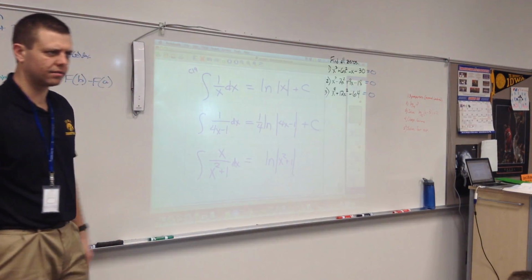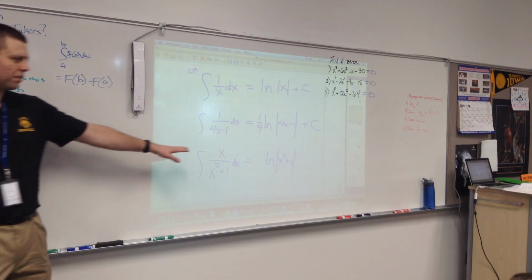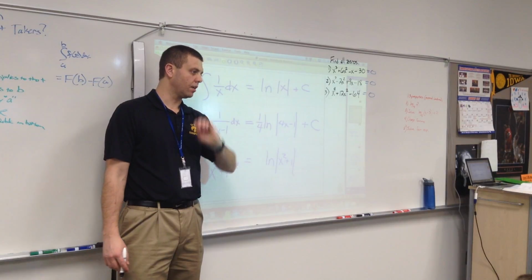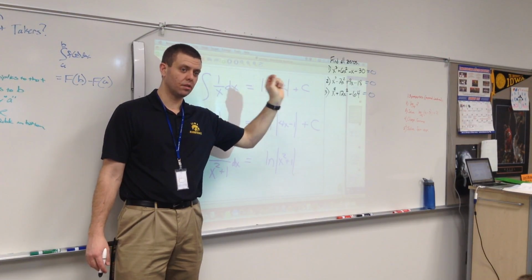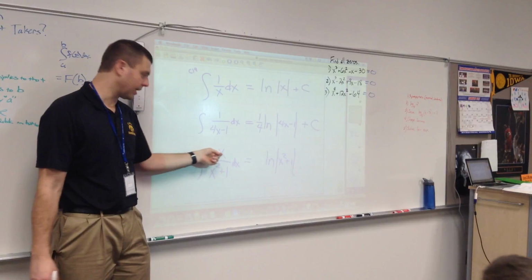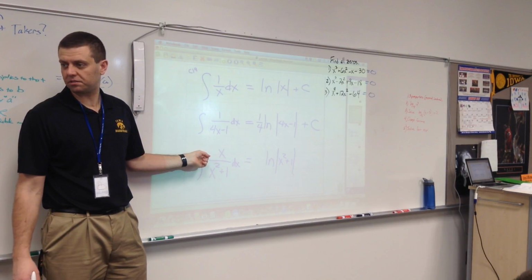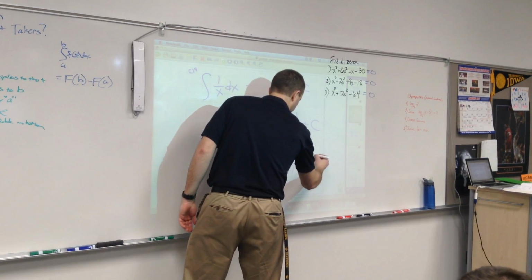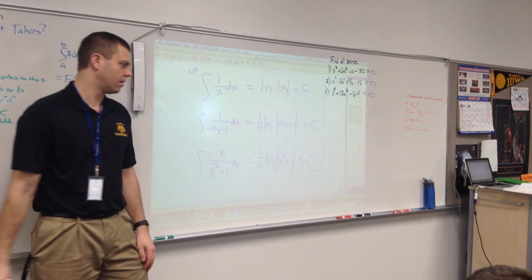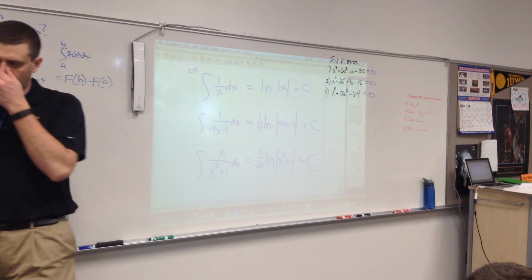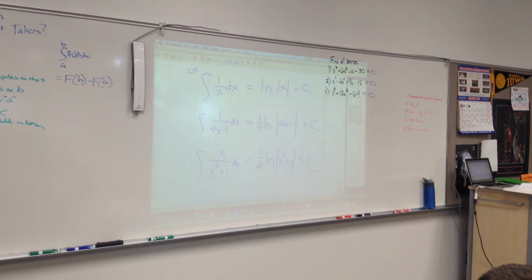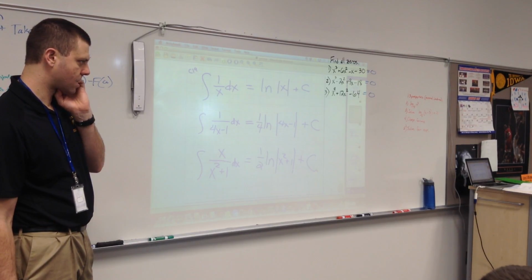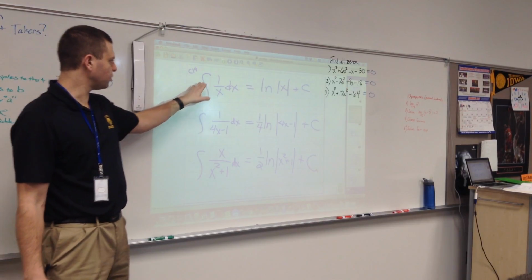Times 1 doesn't quite work, right? Because if you did the derivative of natural log of x squared plus 1, you'd get 1 over x squared plus 1 times 2x. Do we want 2x? We just want 1x. So multiply it by 1/2. What questions do you have so far?